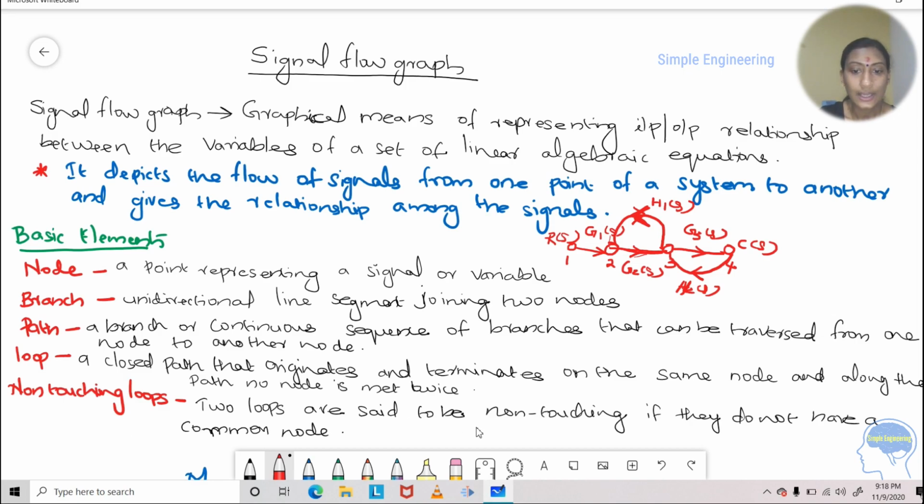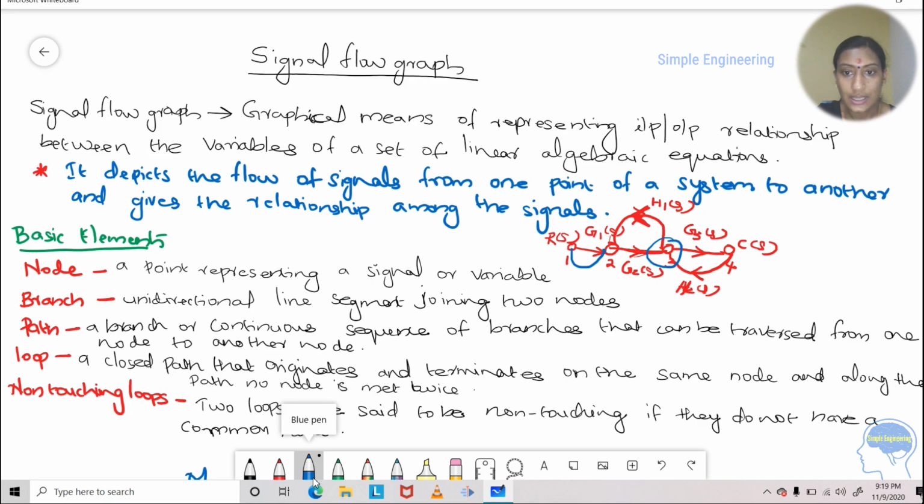Two loops are said to be non-touching loops if they do not have a common node. This loop and this loop, you cannot tell that it is a non-touching loop, because both loops are sharing a node here. That is, 3 is common for both these two loops. That is, this node is shared by both this loop and this loop. So you cannot tell that it is a non-touching loop.